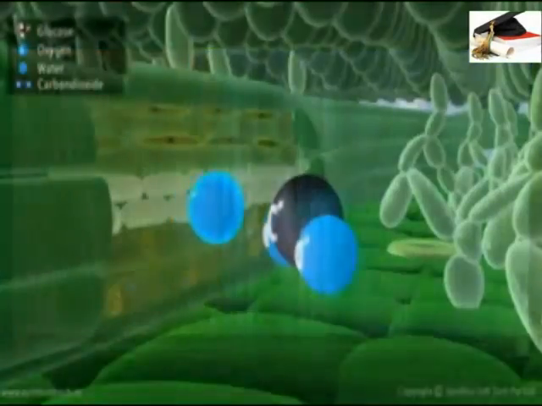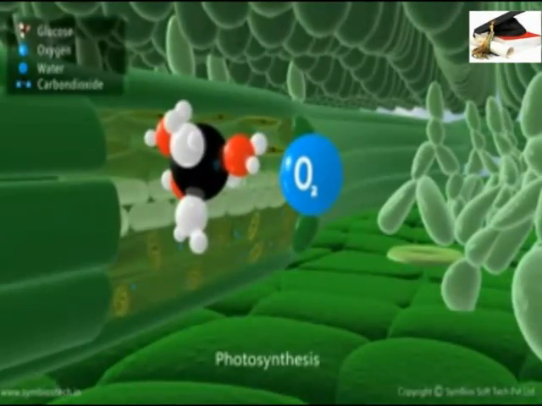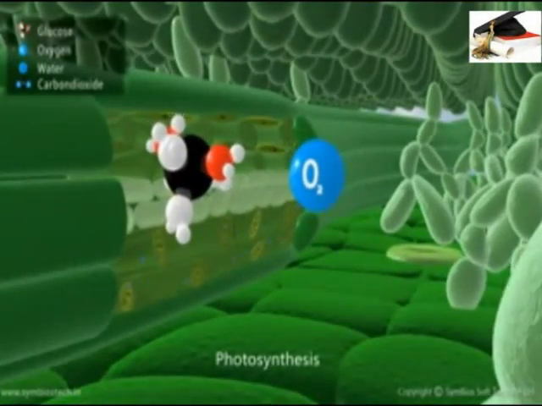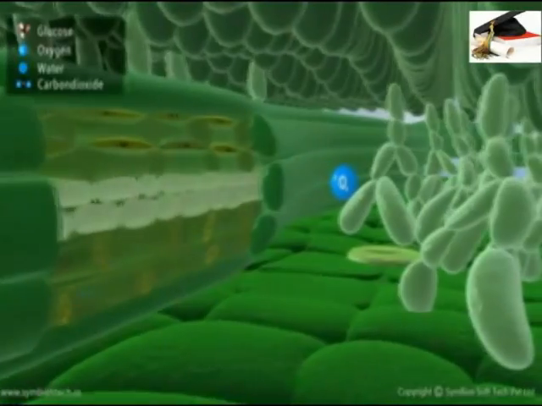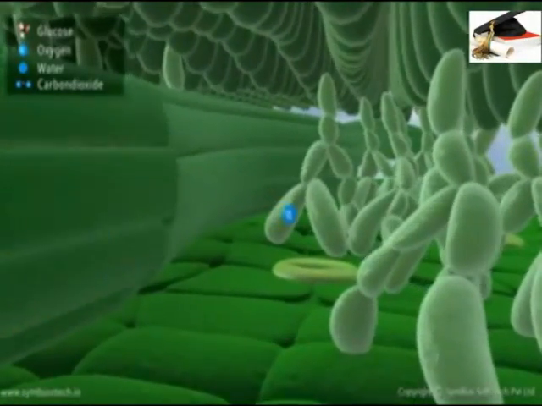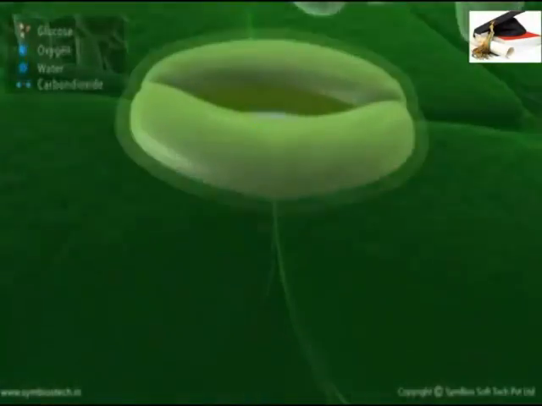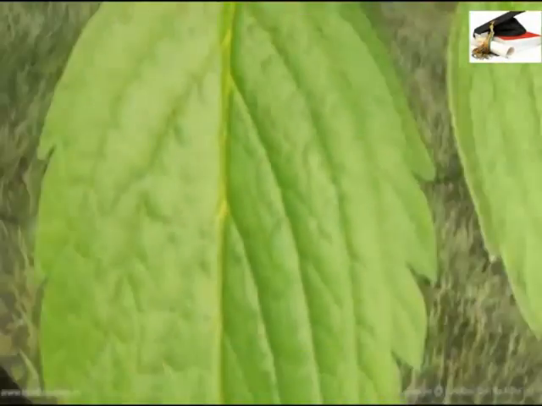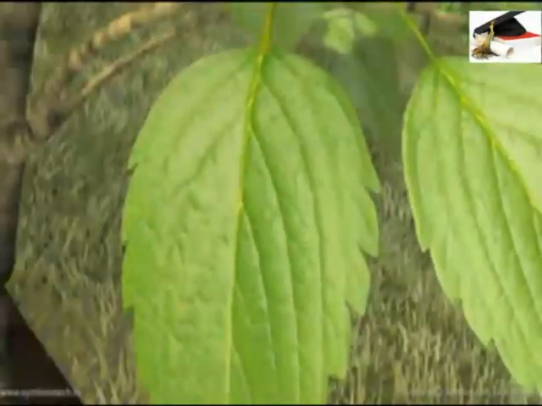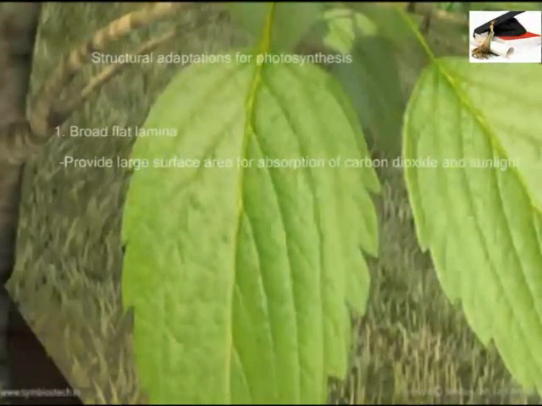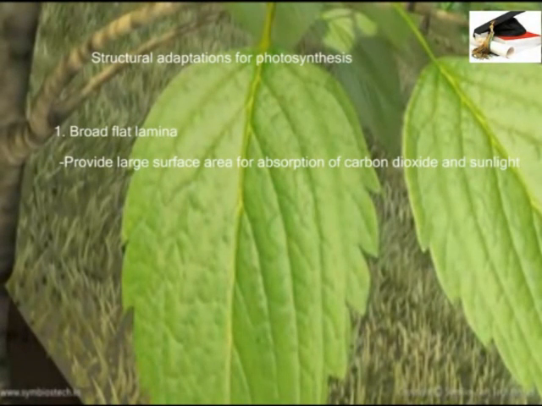Now, leaves possess special structural features which enable them to carry out the process of photosynthesis efficiently. Adaptations of the leaf to its photosynthetic function. The structural features include the following. The leaf has a broad, flat lamina which provides a large surface area for the absorption of carbon dioxide and sunlight.